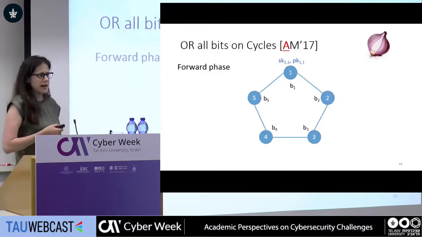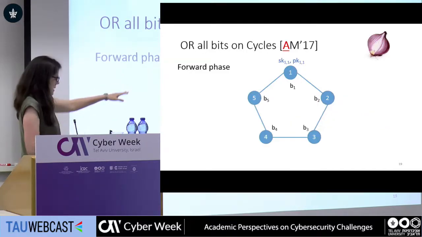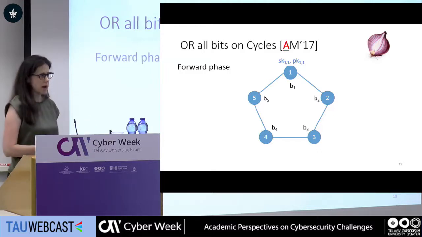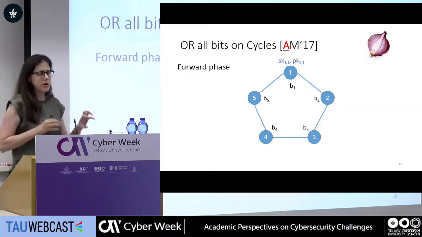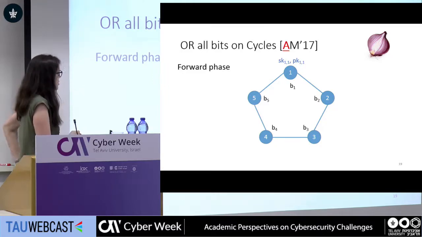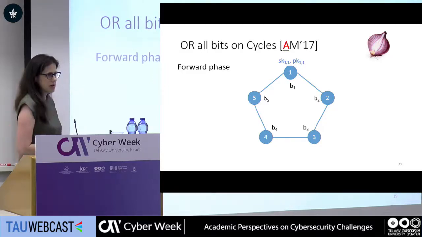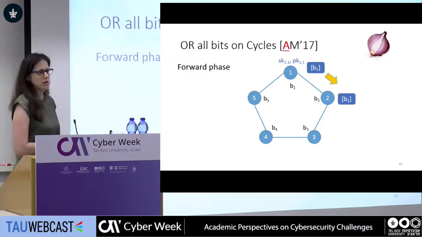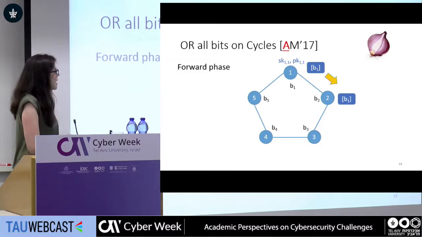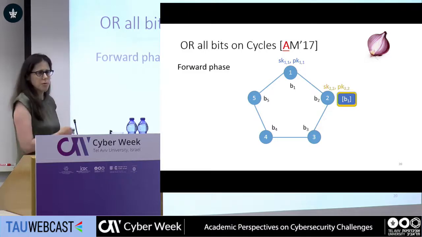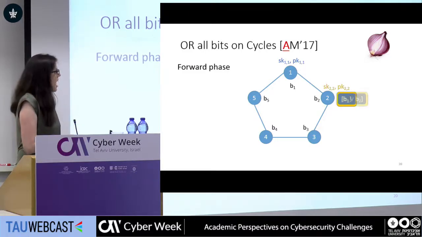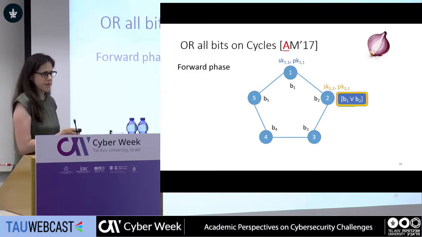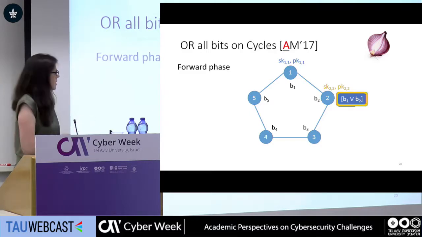So let's look at how the forward phase looks from the perspective of just one node, this node 1. I'm going to do the same in parallel for all the nodes. Each node has a bit, and we want to compute the OR of all these bits. The node is first going to sample a pair of secret and public keys. It's going to encrypt this bit and send it forward to its neighbor. This neighbor is going to add his own encryption layer with fresh keys that he samples, compute the OR of the bit that he received with his own bit, and send that forward to the next node.